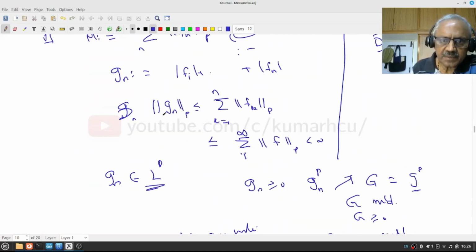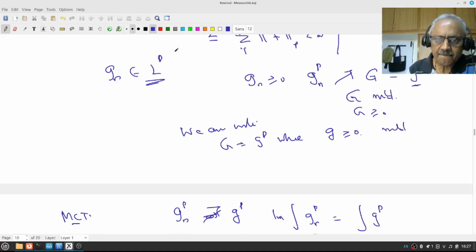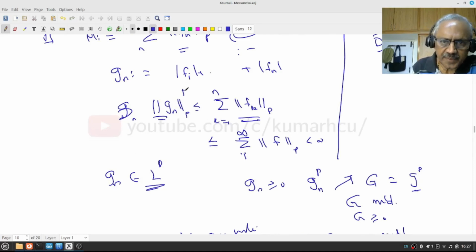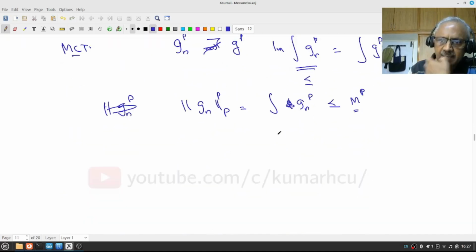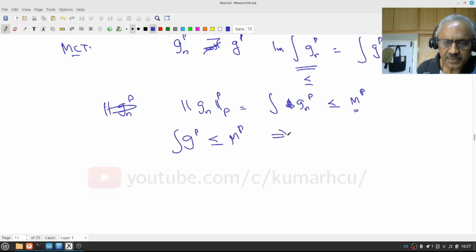Because notice that my Gn is less than or equal to this, but this is less than or equal to M. So this to the power P will be less than or equal to this to the power P, and so on, M to the power P. So what I have shown is, therefore, the integral of G power P is less than or equal to M to the power P. In other words, G is also in LP. So pause, review, proceed.